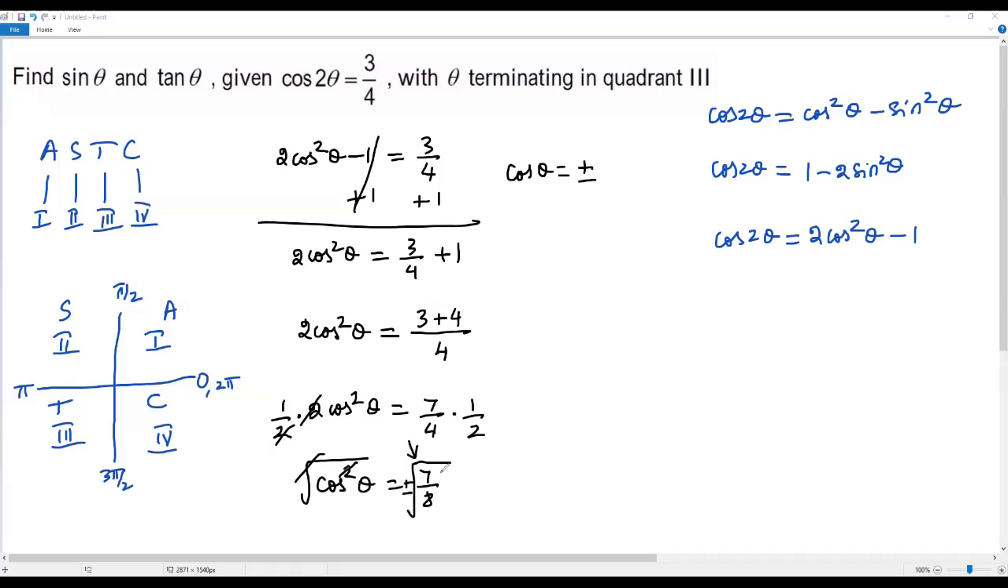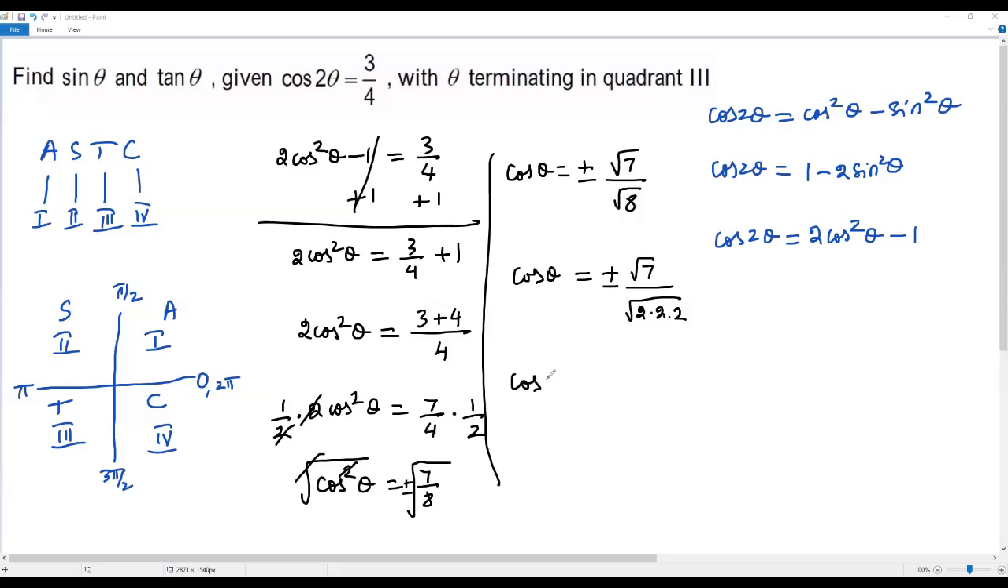So actually we have the square root of the fraction 7 over 8. The square root can be taken separately for the numerator and separately for the denominator. So then we have cosine theta is equal to positive or negative, and square root of 7 can be kept as it is, and the square root of 8 can be written as square root of 2 times 2 times 2. So cosine theta is equal to positive or negative square root of 7 over 2 times square root of 2. Inside the square root, whenever we have two same numbers multiplied, for that one we can take one number out. So for these two twos, one number will come out, and one 2 will stay inside.